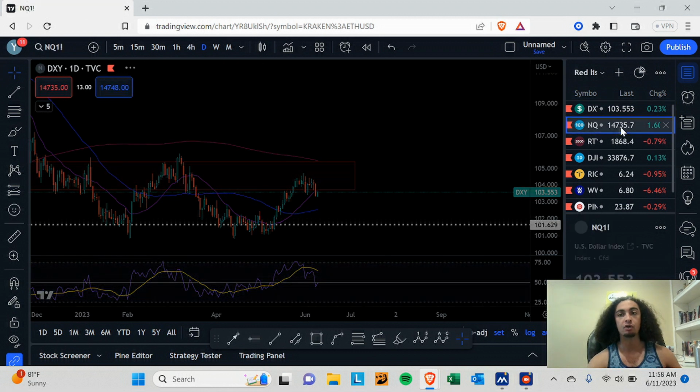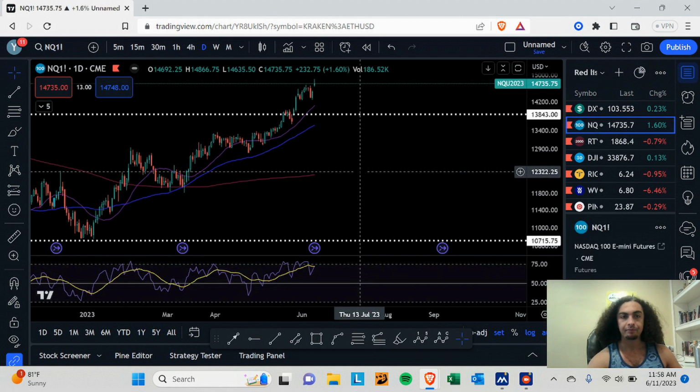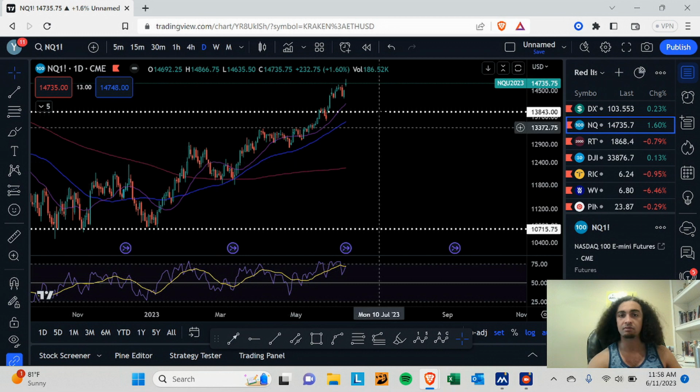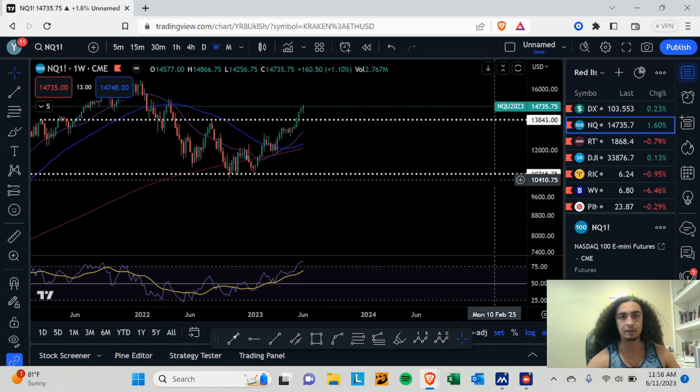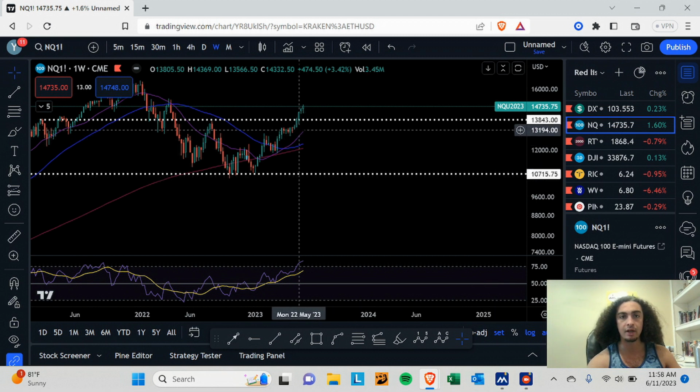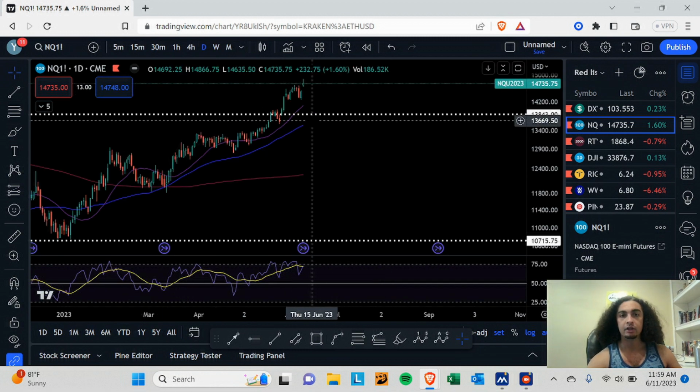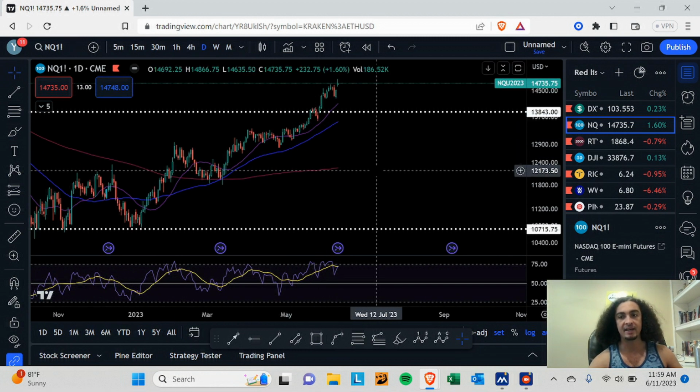Jumping over into the Nasdaq. The Nasdaq has been popping off. Last week, we'll switch over to a weekly time frame. Last week went up about 1%. Previous week, another 1%. The week before that, 3.5%. So really strong performance from the Nasdaq. This is going to tie into the trade of the week, which I will get to later.